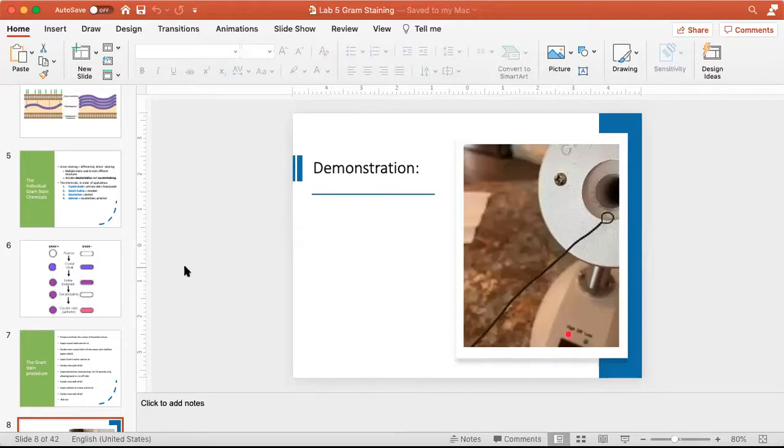Let's walk through gram staining now with some pictures. On this slide, you can see the face of an incinerator. You can see I'm going to get my loop into the incinerator to sterilize it because, of course, I'm going to be moving cells around. I need a sterile loop to do that.